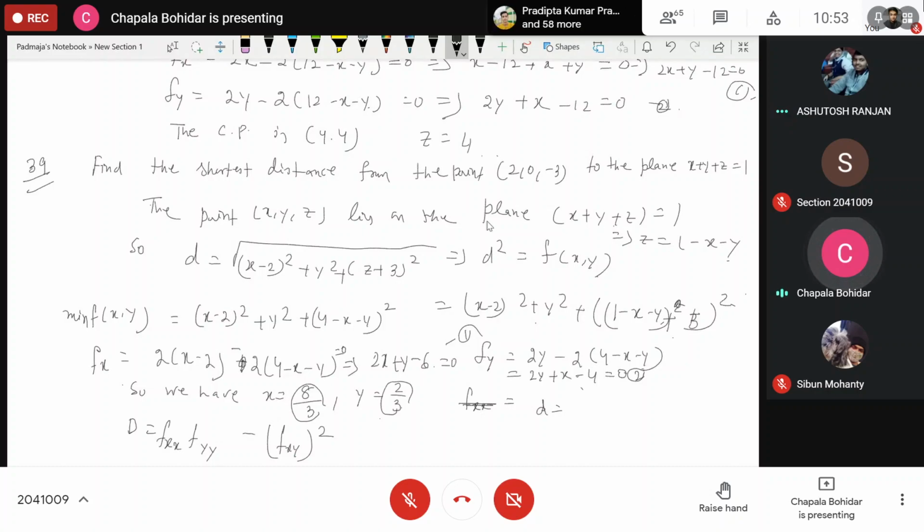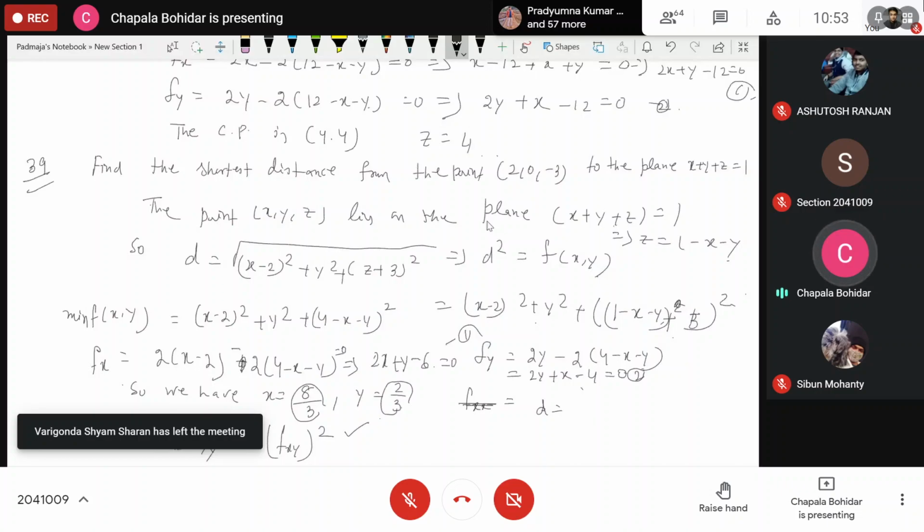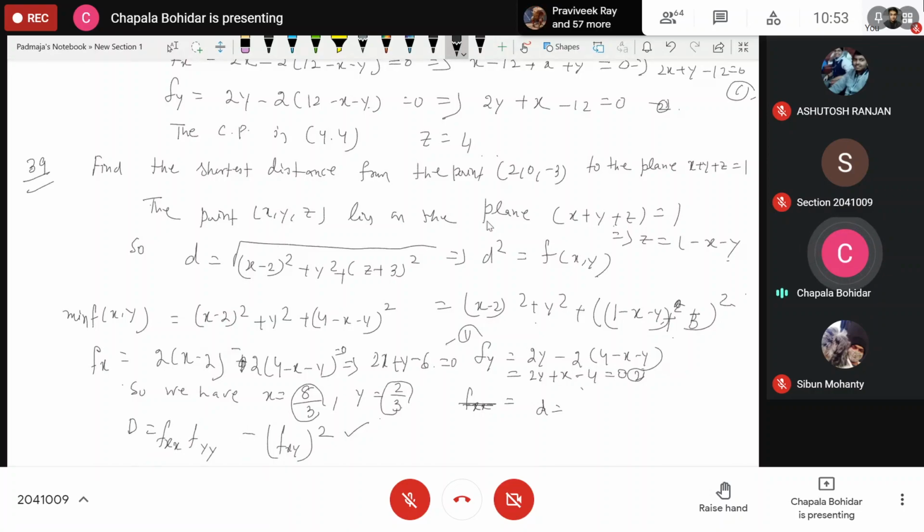In an assignment, if the question is given, you have to find the d and check that yes, we are getting the shortest distance. Then the value of the shortest distance is your answer. So what is the value? D is equal to the distance value, only 2.